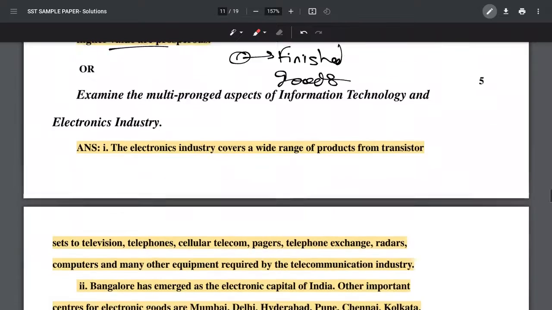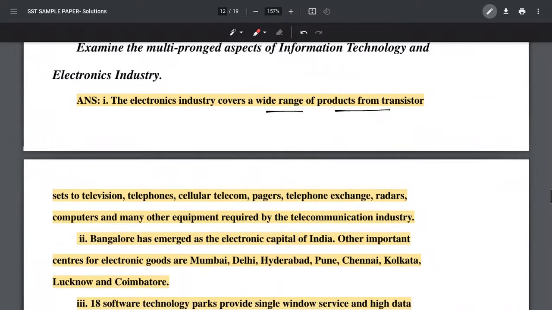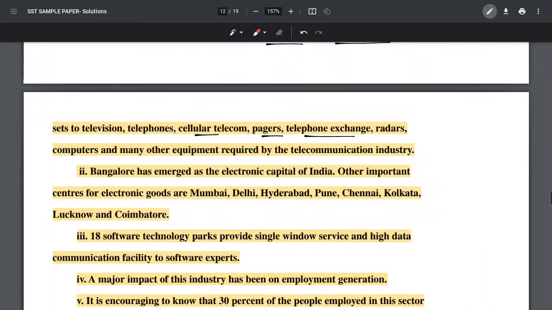So next question, let's see. Examine the multi-pronged aspects of the information technology and electronics industry. So let's continue with the answer. When we talk about IT and the electronic industry, you have to talk about the multi-pronged aspects. The electronic industry covers a wide range of products from transistors to television, cellular, telecom, pagers, telephone exchange, radars, computers, and many other equipment and technological industries.